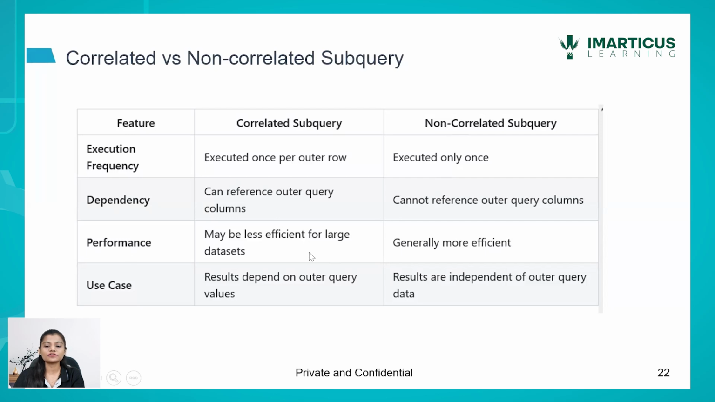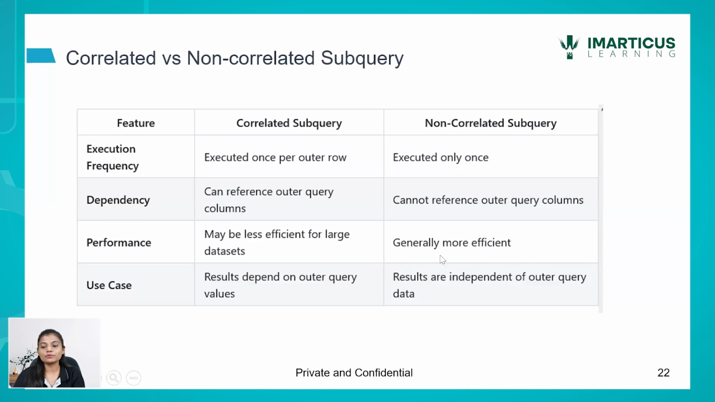Performance may be less efficient for large data sets. Now when you have a large data set, let's say I have 1 lakh of records. For 1 lakh of records, 1 lakh times the inner query is going to execute, and that can be computationally heavy. So certain times people preferably don't use correlated subqueries. Instead they prefer to use joins or unions to perform this task very efficiently.